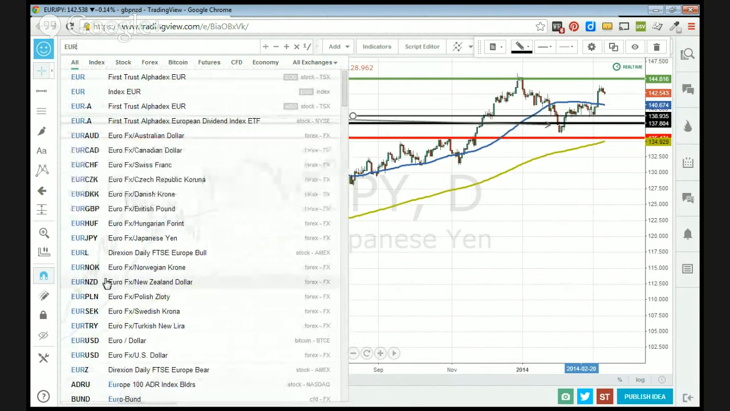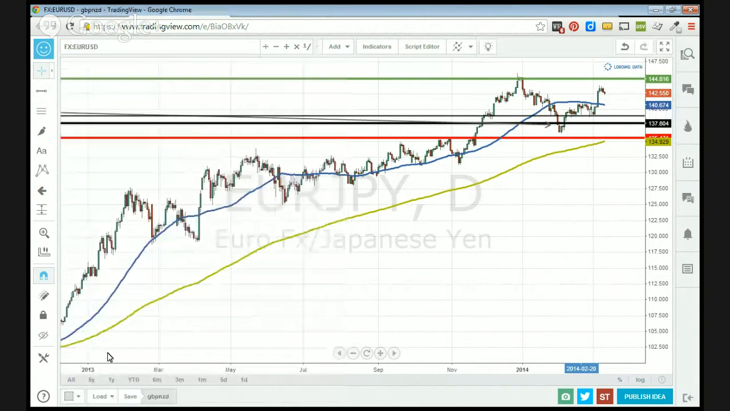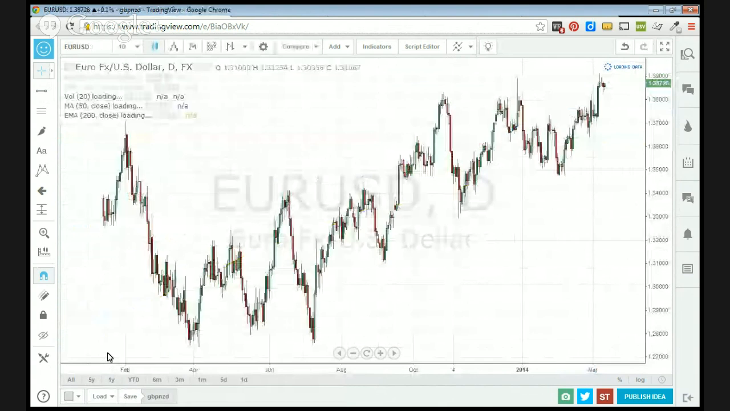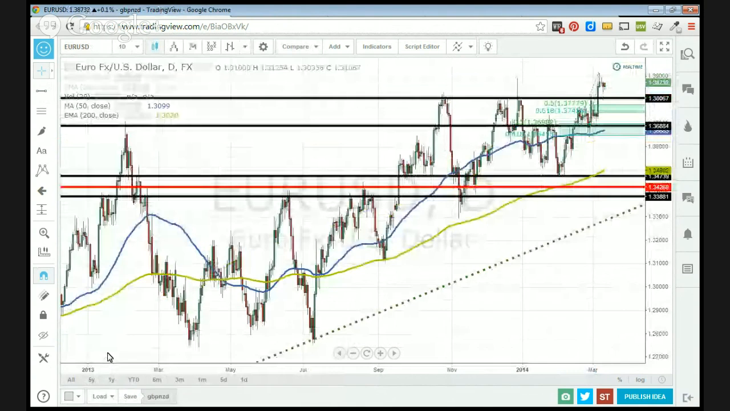Euro Kiwi we looked at. That's the trade I'm in at the moment. Euro US dollar. Okay. Yeah, let's see if we can get a good pullback, but I'm going to need, like I mentioned before, 36.88. We're still 200 pips away. If we can fall 200 pips, that might be a good buying opportunity for Euro dollar.